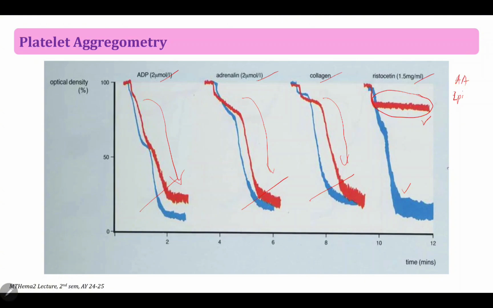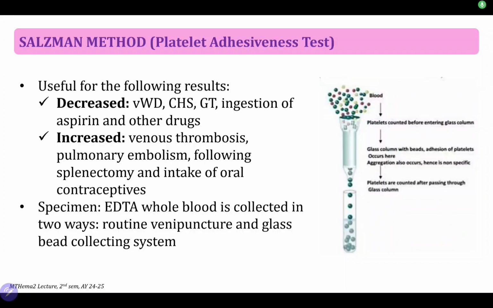So, what is the probable disease that the patient may have? Remember, there is a disorder that is associated with platelet aggregation dysfunction, and it has normal results to all agonists except for ristocetin. Which one is that? C, B, S, S. Right? Right. Okay? Next test we have is your Salzman method, which measures the platelet function of adhesion.